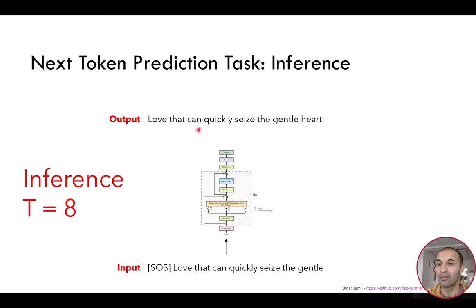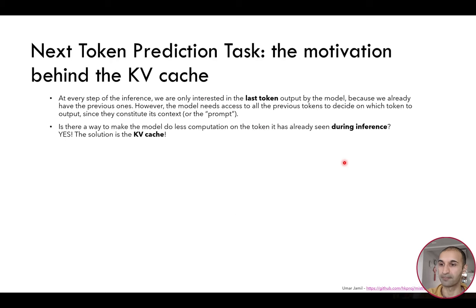So basically, when we want the word heart, we don't want to produce the output for the word love that can quickly seize the gentle, because we already have them in the prompt. We don't need to produce all these tokens. We just want to produce the output for the token heart. So we want to reduce the computation that we are doing. Let's see how it works.